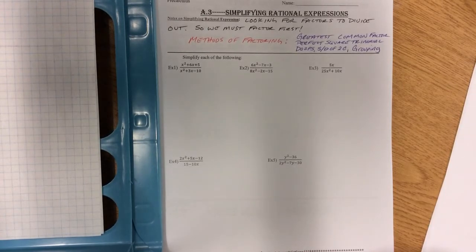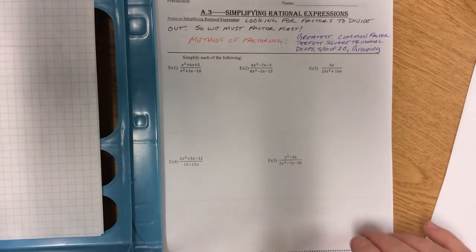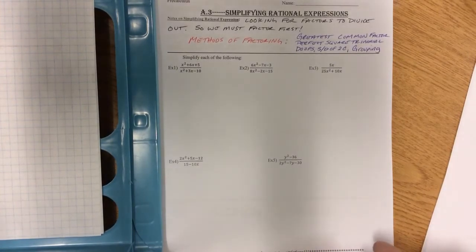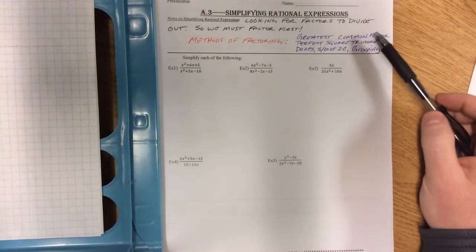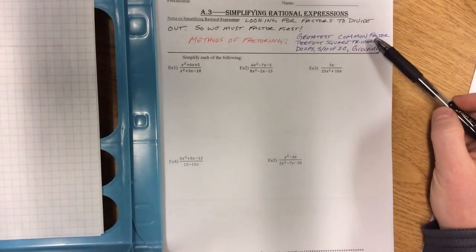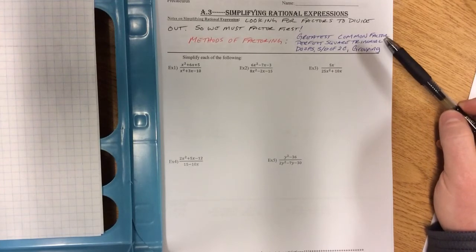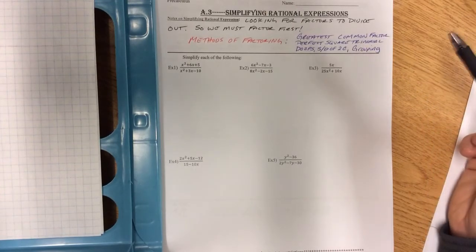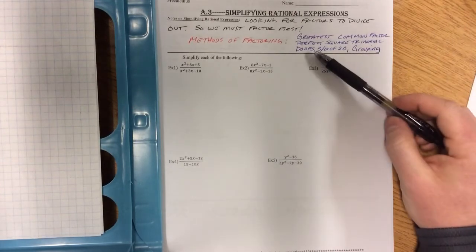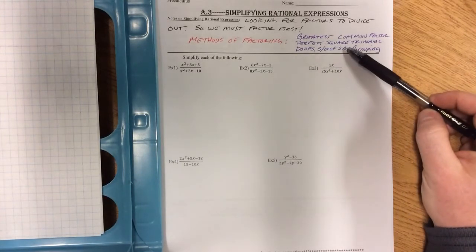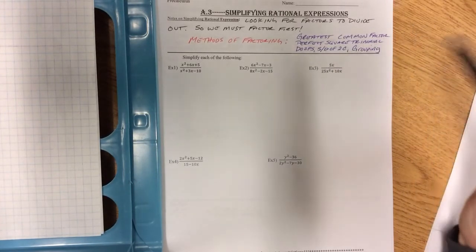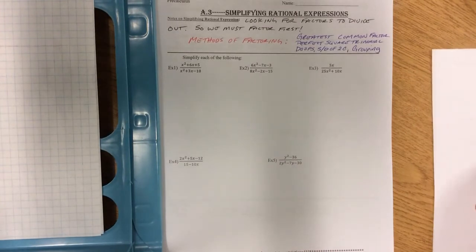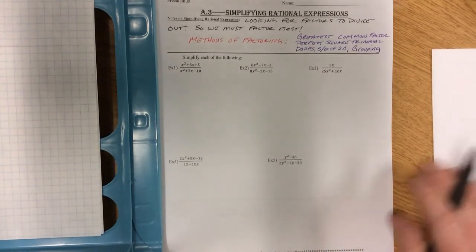But simplifying rational expressions, the first thing we're doing is looking for factors to divide out. So we have to factor first. Methods of factoring, once again, we talk about greatest common factor, perfect square trinomial. Now I know that trinomials aren't always perfect squares, but I didn't really know what else to call it. Difference of 2 perfect squares, sum and difference of 2 cubes, and then factor by grouping.